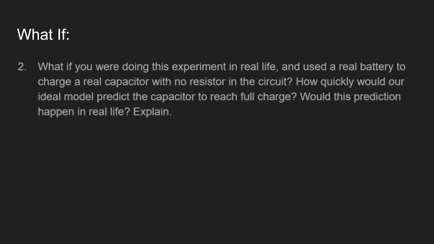If we were to use a real battery to charge a real capacitor without a resistor, our ideal model would predict that the capacitor would charge at a faster rate, as there would be less resistance for the current to flow into the capacitor. This prediction will be slightly faster than the real experiment, as the real battery would have some internal resistance and the real capacitor could have some leakage in the charge, making the ideal calculation different from the real circuit.